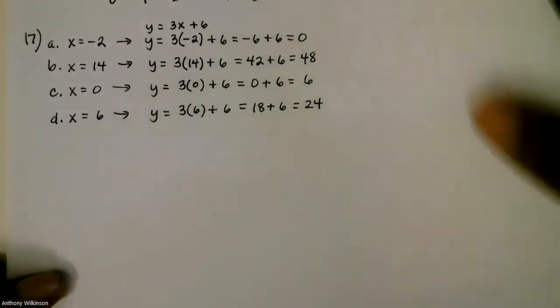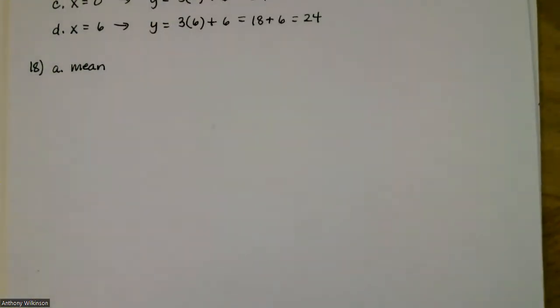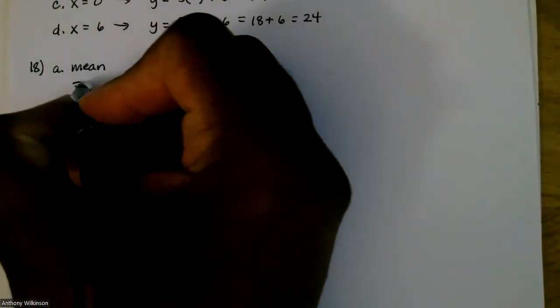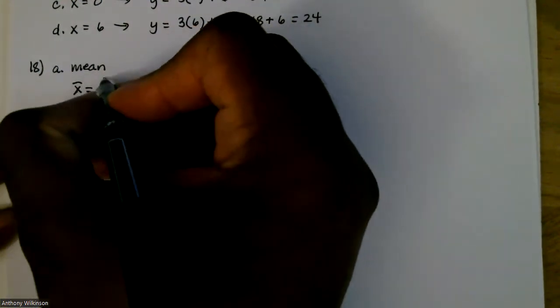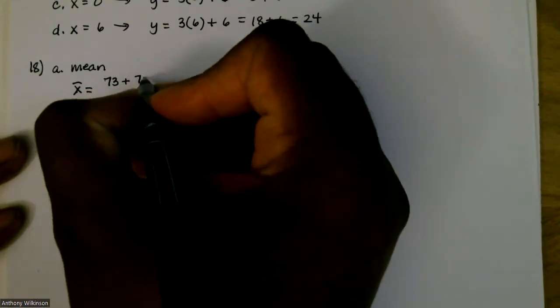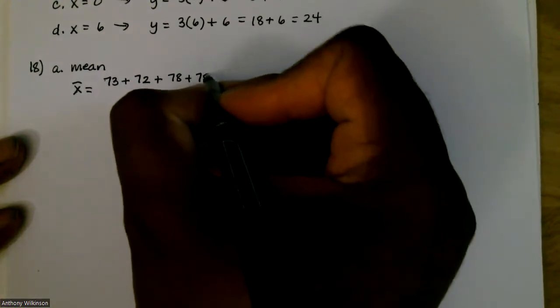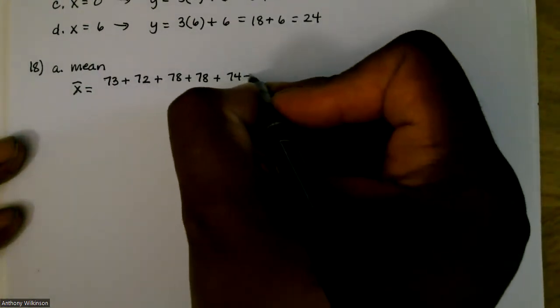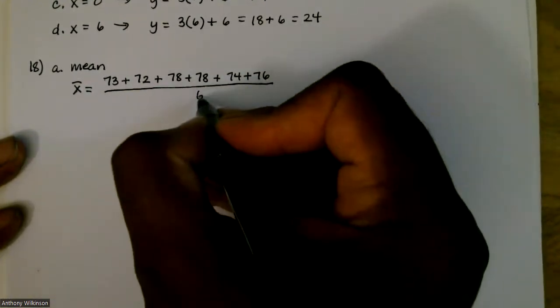Okay, so let me pull this paper up. So 18, part A is just finding the mean. And in this case here, we just add those numbers together and divide by, and in this case, there are 6 numbers, so we divide by 6. So we have 73 plus 72 plus 78 plus another 78 plus 74 plus 76. And that's divided by 6.